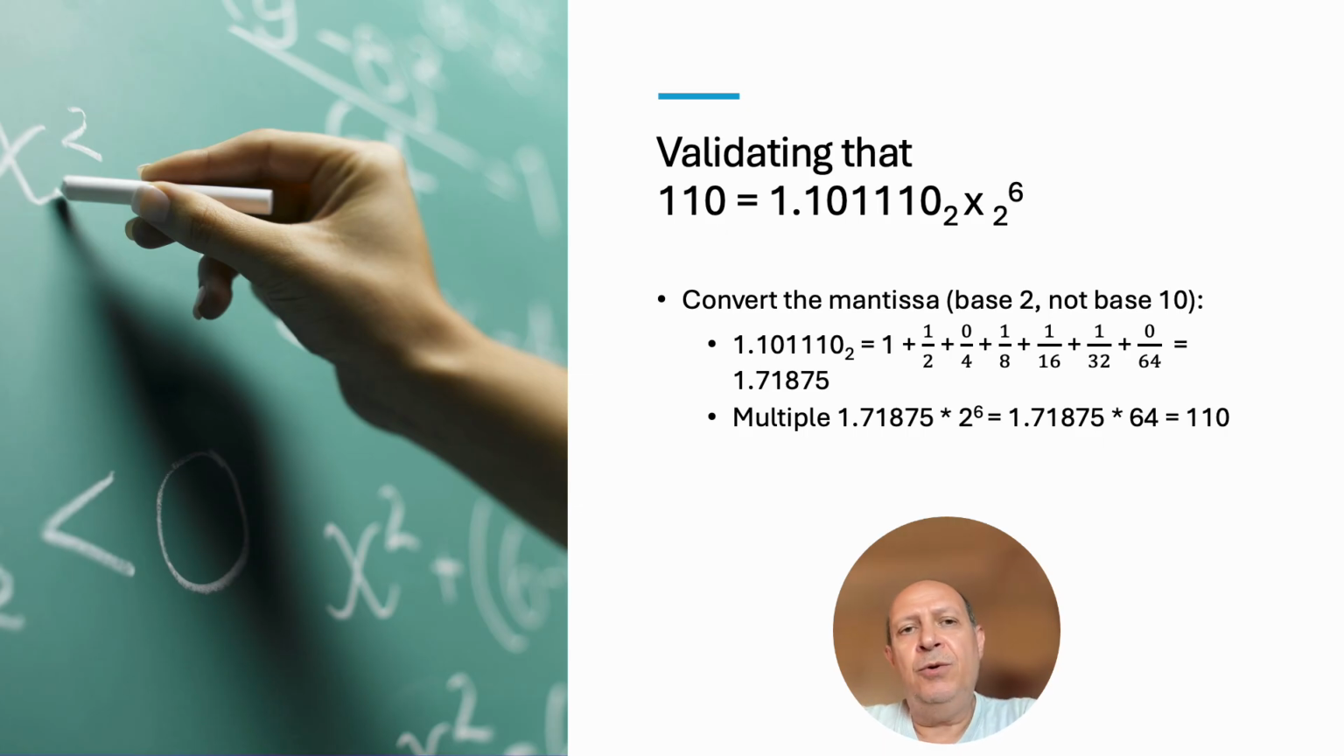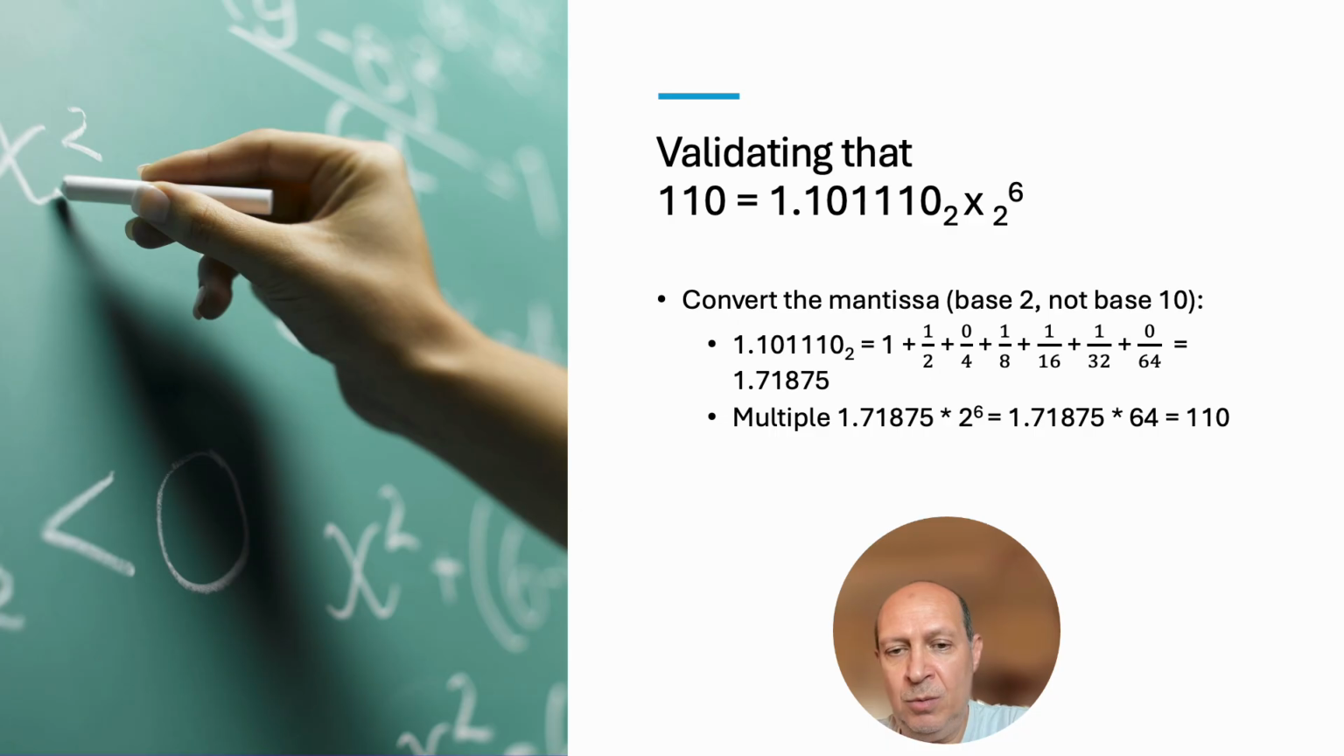I know that some of you may not be convinced that 110 is equal to 1.1011110 times 2 to the power 6. And I know why you think that way. You think that way because you believe you are working with base 10. But here we are not working with base 10, we are working with base 2, okay? Let me prove that to you. So let us convert the mantissa, which is in base 2, not in base 10.